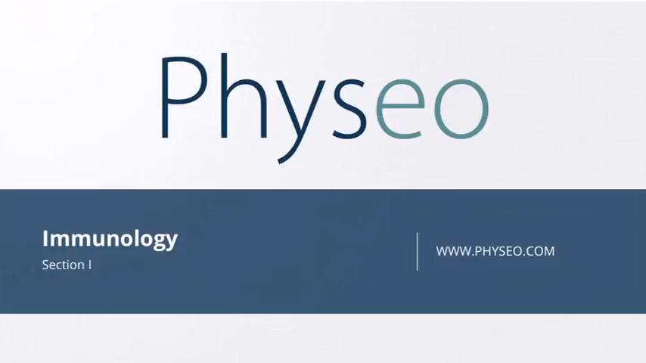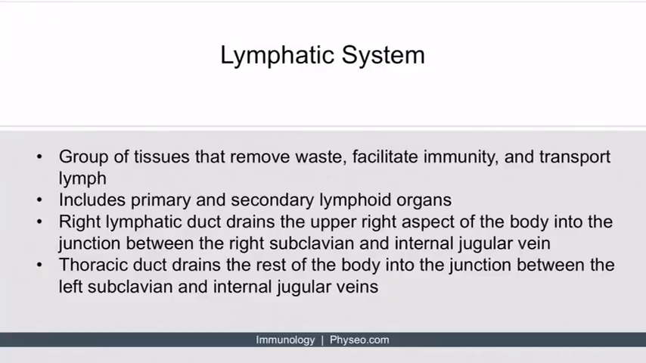Welcome to section 1 of immunology. In this section, we'll be discussing lymphoid organs. Let's get started. The lymphatic system is a group of tissues that remove waste, facilitate immunity, and transport lymph.